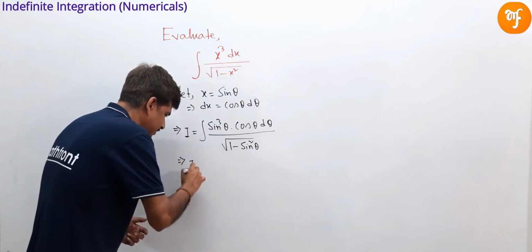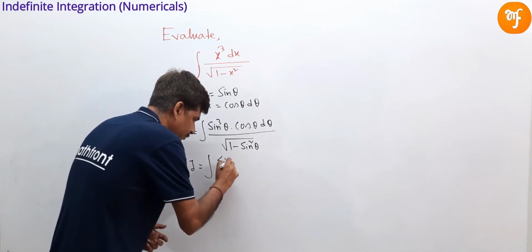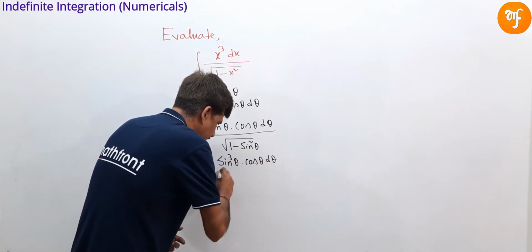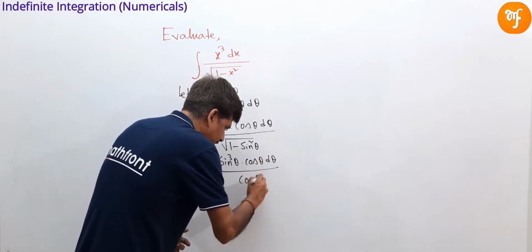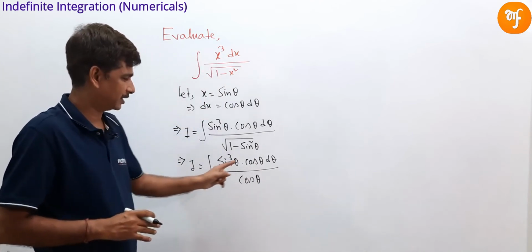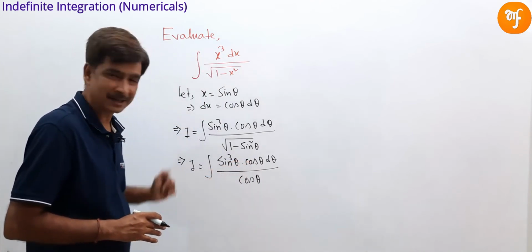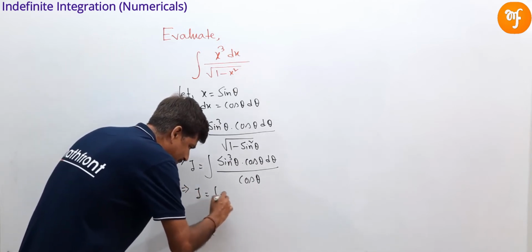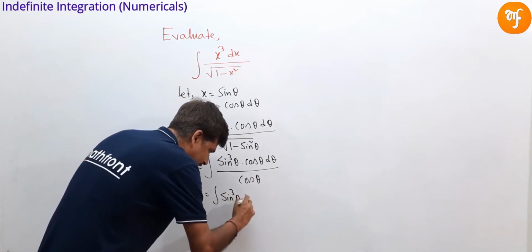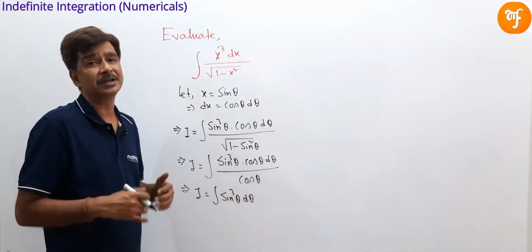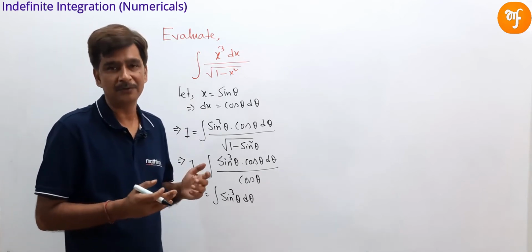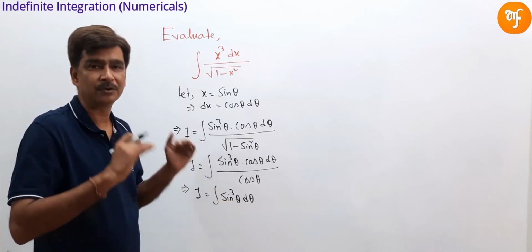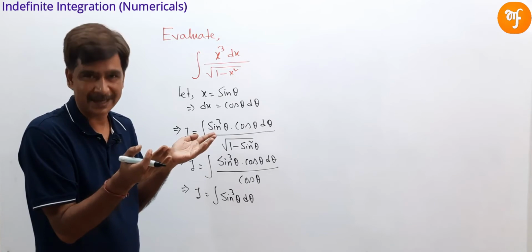So I is equal to integration of sine cube theta into cos theta d theta, whole divided by cos theta. Now obviously we will cancel this cos theta. So the integration becomes I is equal to integration of sine cube theta d theta. Now how can the integration of sine cube theta d theta be solved? Obviously, we will multiply and divide by 4, that is 1 by 4 into 4 sin cube theta, and 4 sin cube theta will be converted in the form of sin of 3 theta.